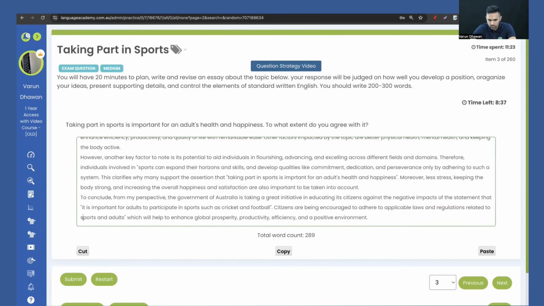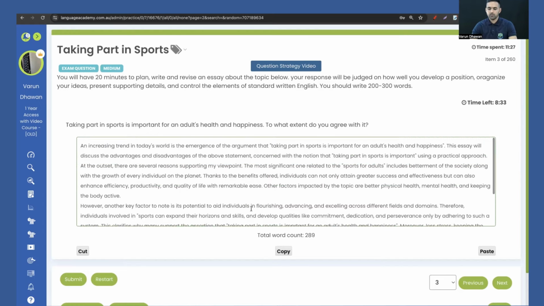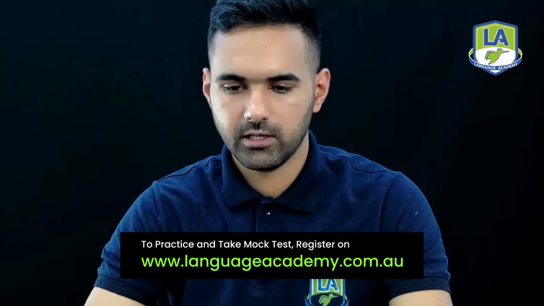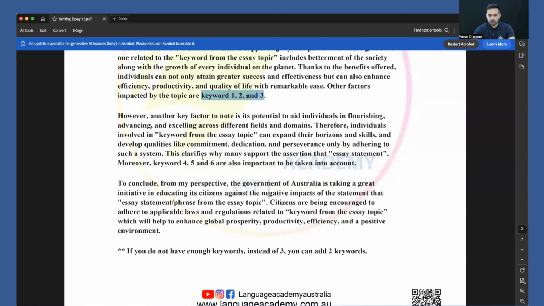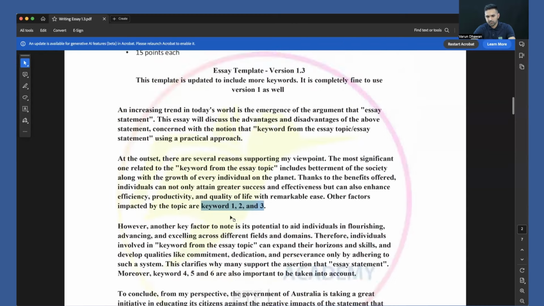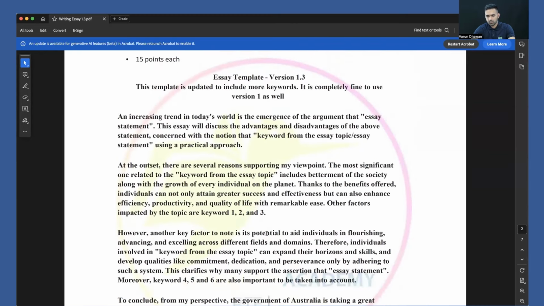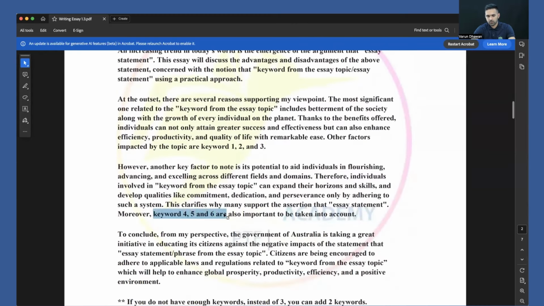You could have written just sports as well, but if you can write both the keywords, that will be better. And that is it. So what is the main criteria here? I'm sharing again with you. Find two keywords at least here, if not three, and then two keywords here as well, if not three.